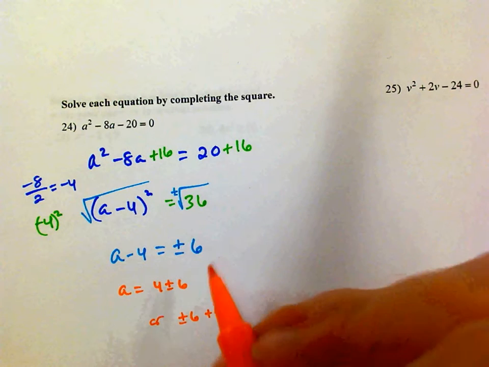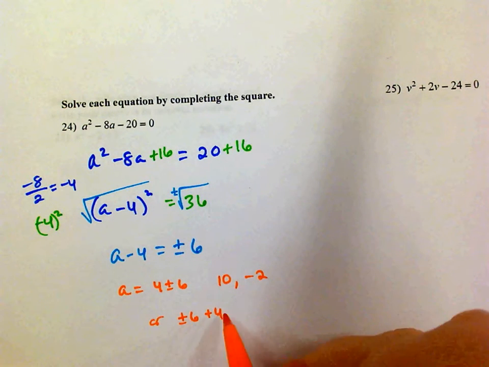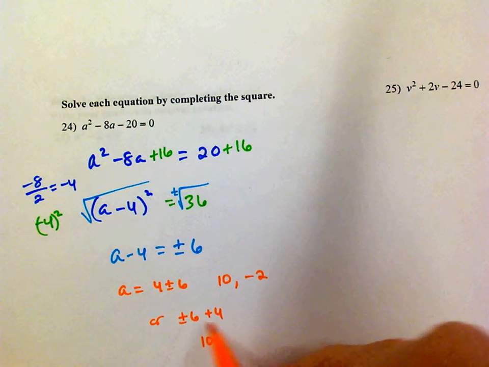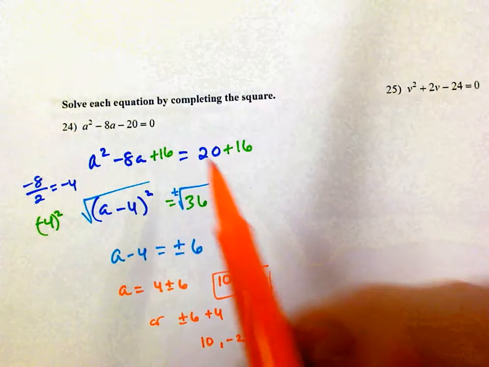I don't have to check these because they're quadratics. They're not radicals. So those are the 2 answers. Don't put parentheses because that looks like a coordinate point. Or an interval, I guess.